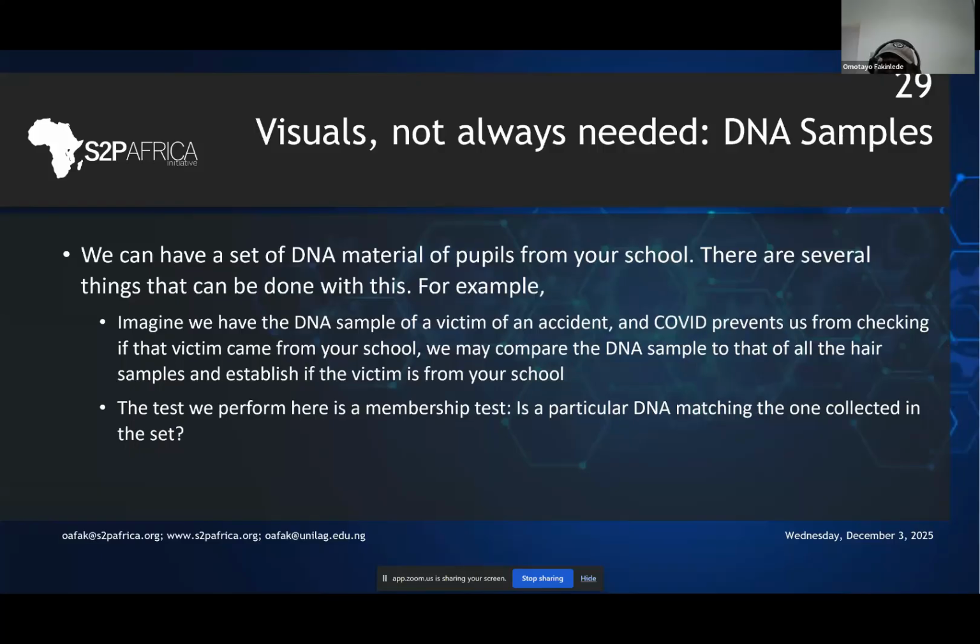We can have a set of DNA material of pupils from your school. There are several things that can be done with this. For example, imagine that we have the DNA sample of a victim in an accident, and COVID prevents us from checking if that victim came from your school. We may compare the DNA sample to that of all the hair samples in your database and establish if that victim is from your school. So you can see the test for membership is not a trivial issue. That may be a matter of life or death. The test we perform is a membership test. It's a particular DNA matching the one collected in the set.